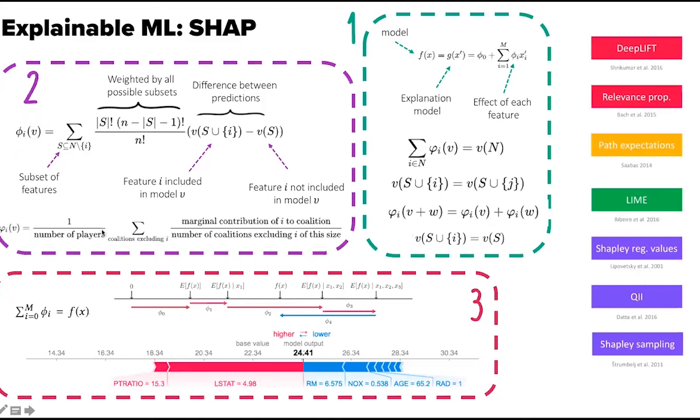And here is just the same explanation, but not in terms of features and subsets, but more in game theory terms.